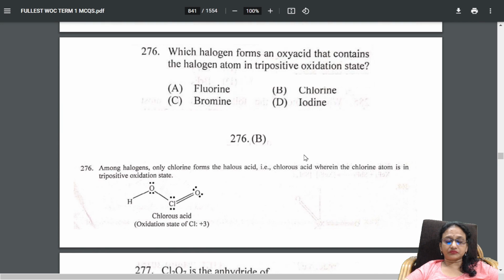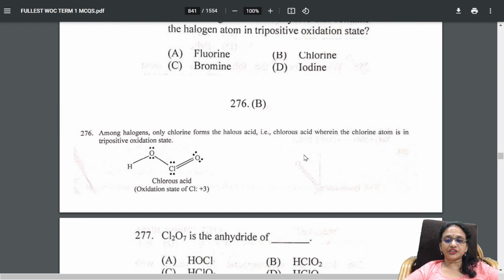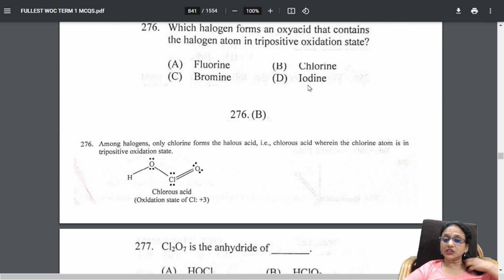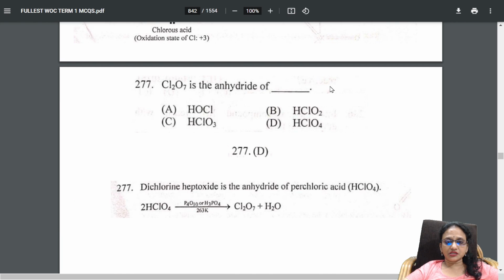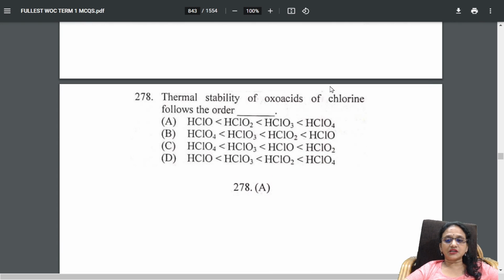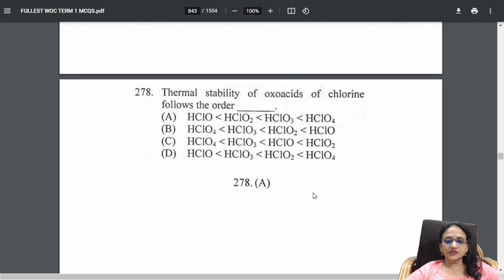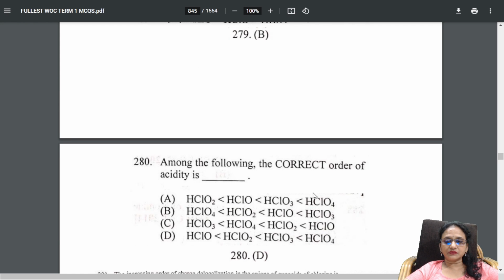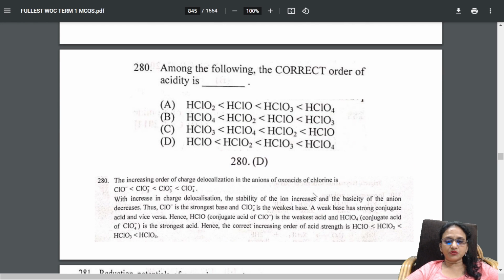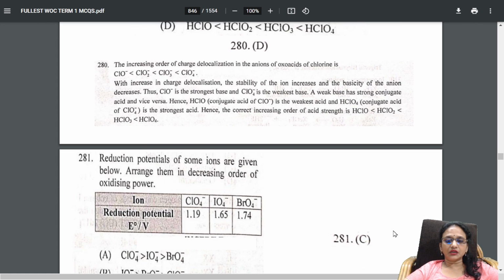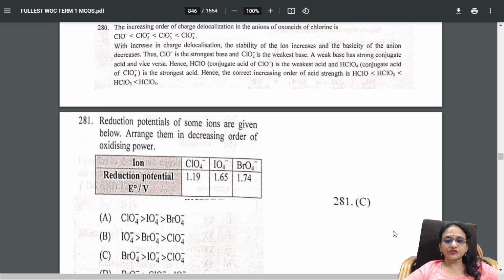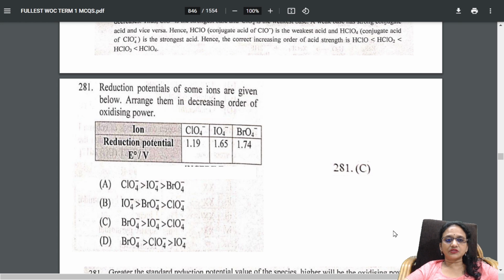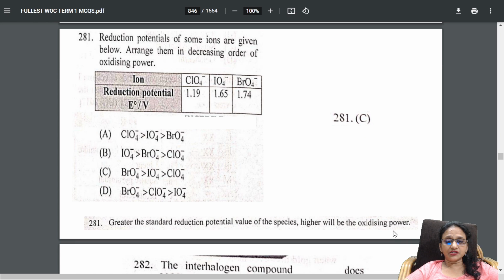Which oxygen halogen forms oxyacids of halogen tripositive oxidation state? So structures you would have learned, but how it is asked. This is Cl2O7 anhydride. These are the thermal stability of oxoacids. Trends of oxidation state of oxoacids. This is also an acidity question, very important. Reduction potentials of some ions. Okay. Reason also is given here.